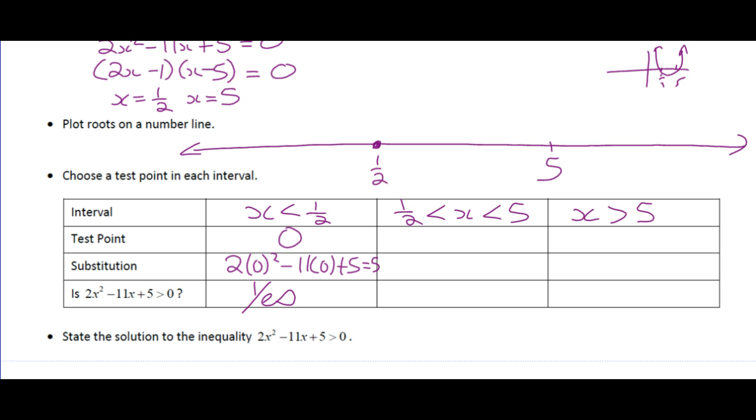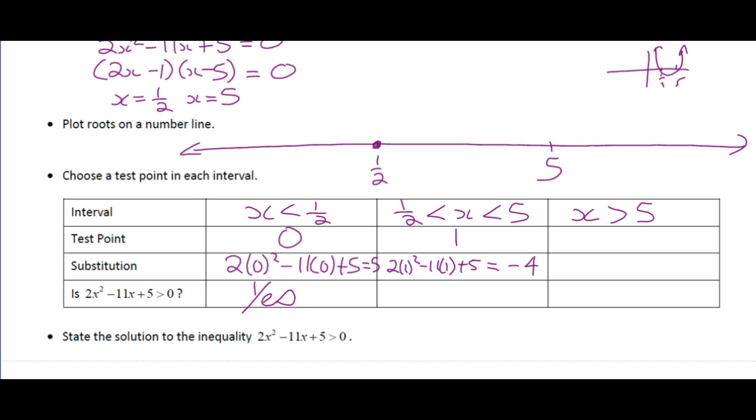Okay, between 1/2 and 5, what's a good number to choose? 2. Really? I'm going with 1. Well, you choose any number you want, but we have to substitute it in, right? And I find it easier to square a 1. So 2 times 1 squared minus 11 times 1 plus 5 is equal to, so we got 2, 7, negative 4.